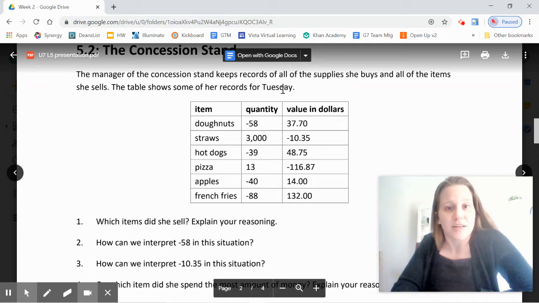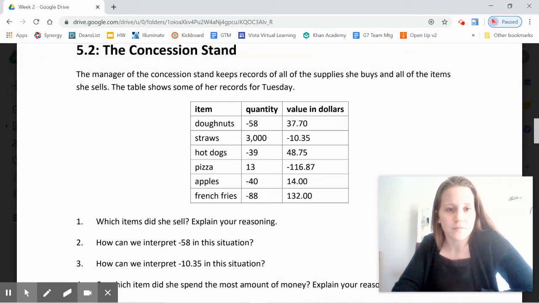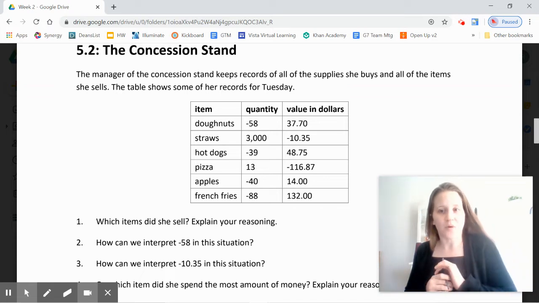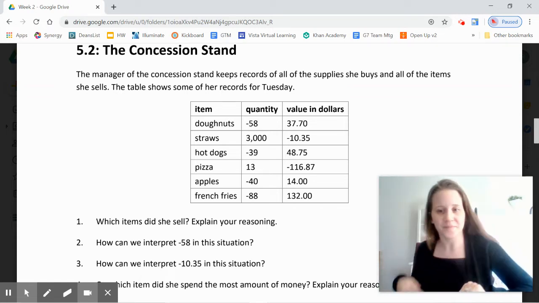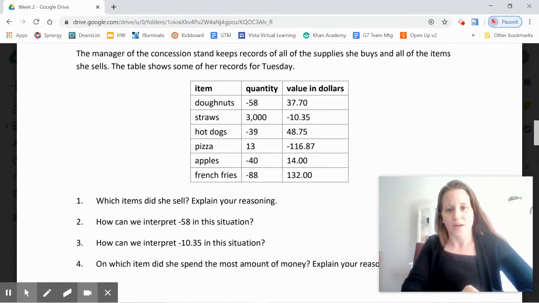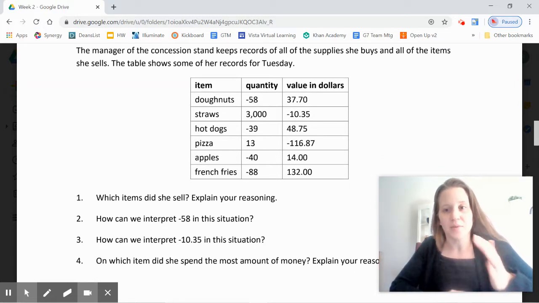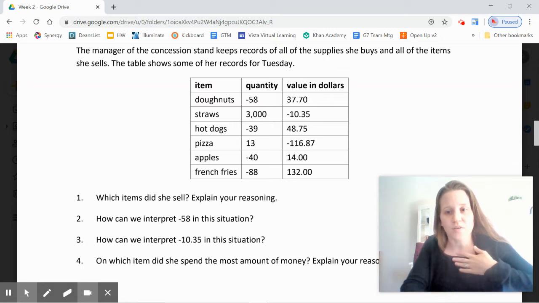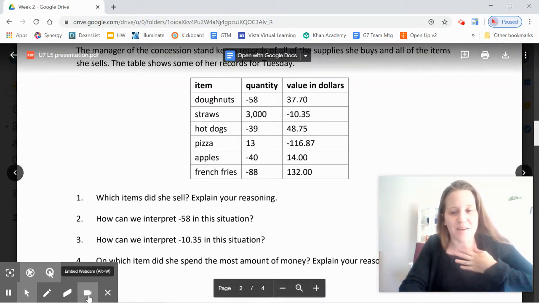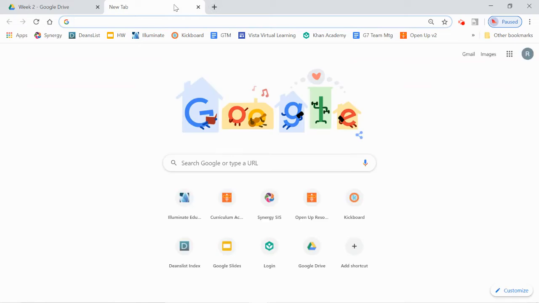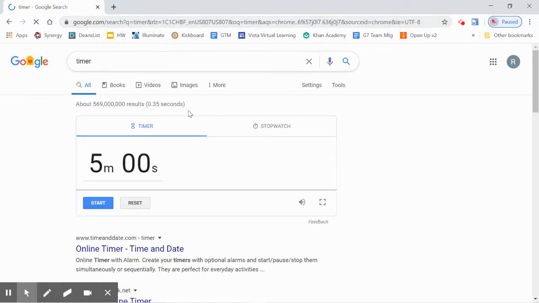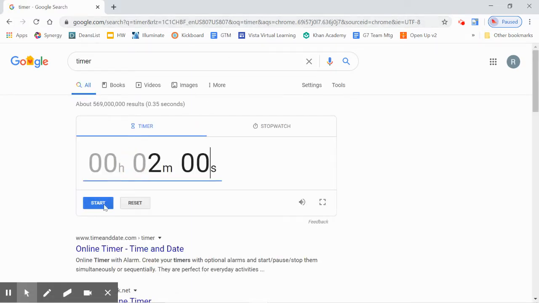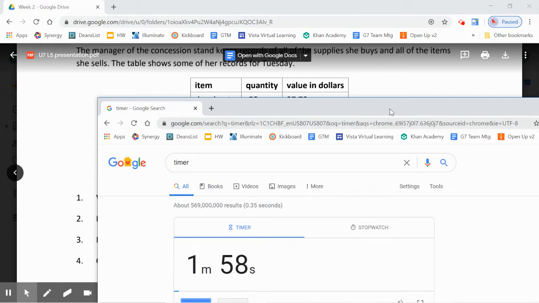The table shows some of her records for Tuesday. Take a look at the table. It's interesting to see both negative and positive values here. All right, what I want you to do is go ahead and try answering questions 1 through 4 on your own on your paper. I'm going to go ahead and get a timer up for 2 minutes so that we can hold ourselves accountable. Here we go, 2 minutes around the clock. All right, go ahead and begin.